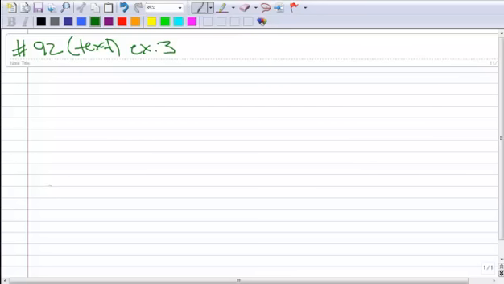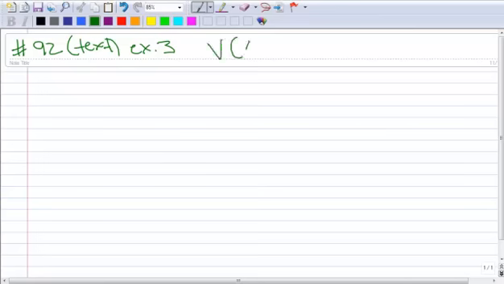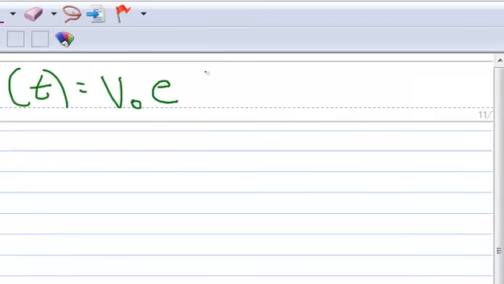All right, this example comes from your text, section 5.3, number 92. The voltage in a circuit can be modeled by, and I'm going to write this equation that they have, V sub t, V is for voltage, is equal to V sub 0 e to the kt, where t is in milliseconds. So this really is the same thing or equivalent formula to PERT.